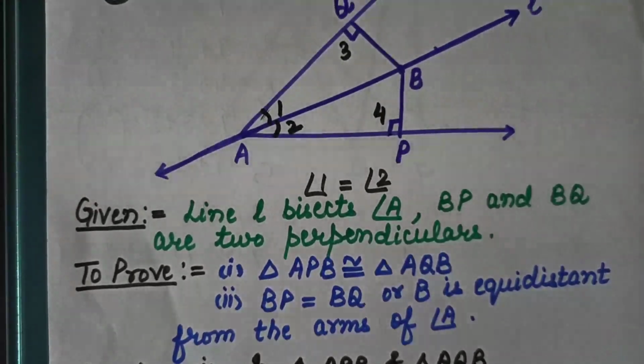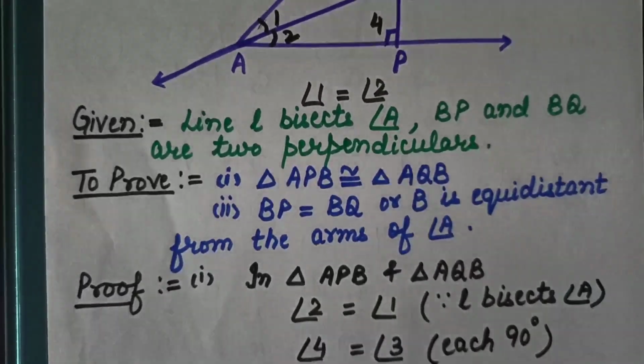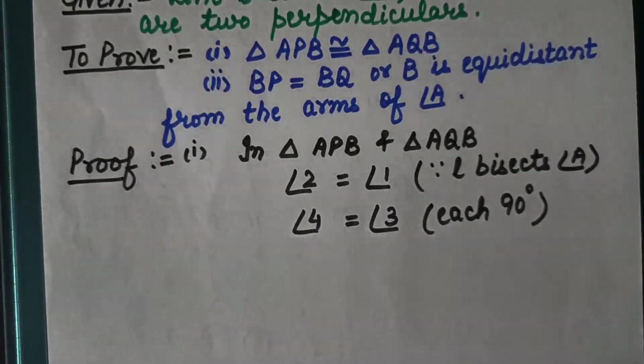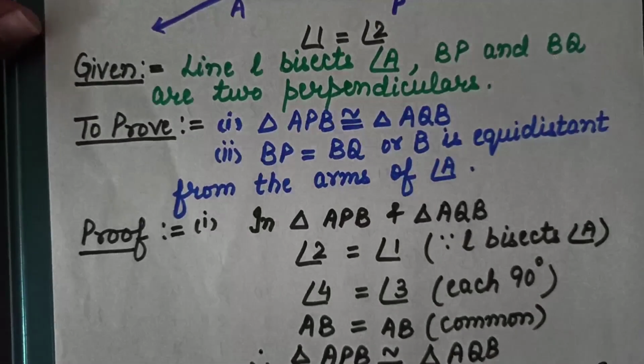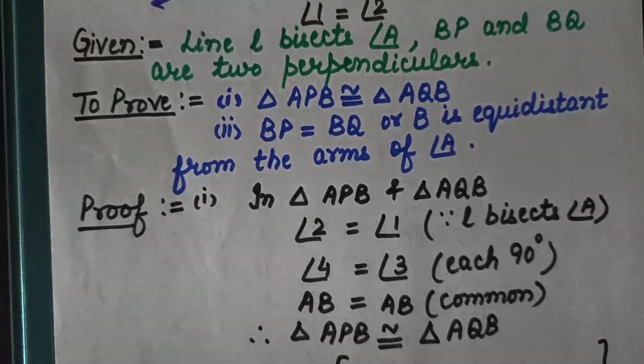Now students, can you find out any common side? Look at the figure and try to find out the common side. Yes, it is AB. So write down AB is common in both the triangles. So in the next step, AB is common. So we can say that these two triangles are congruent triangles.